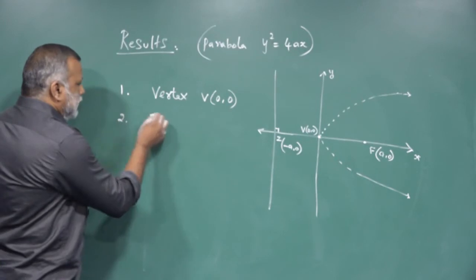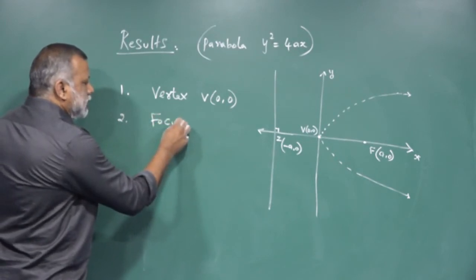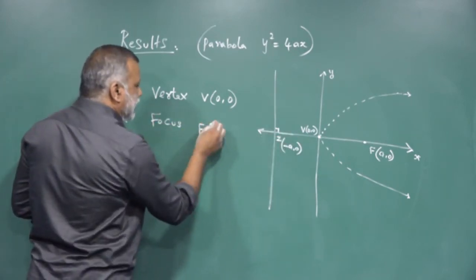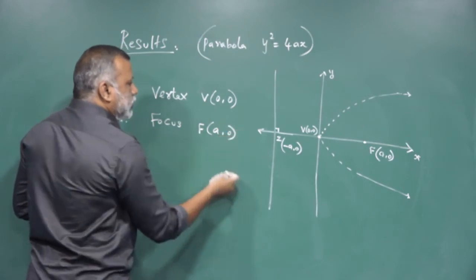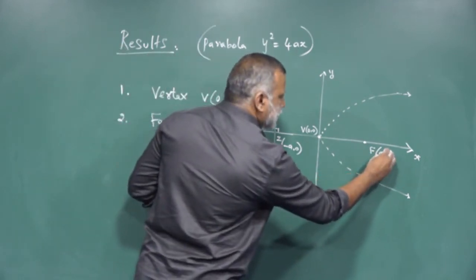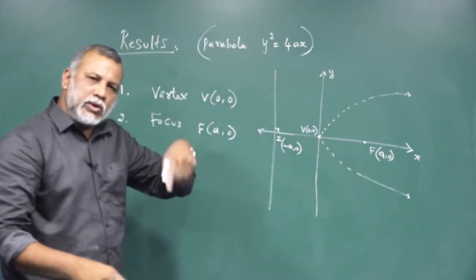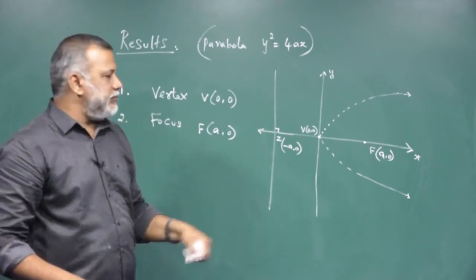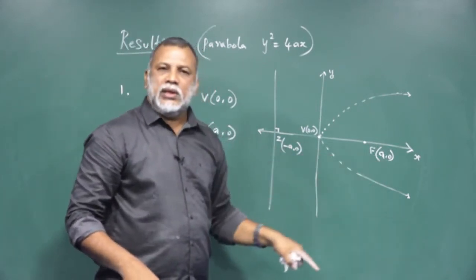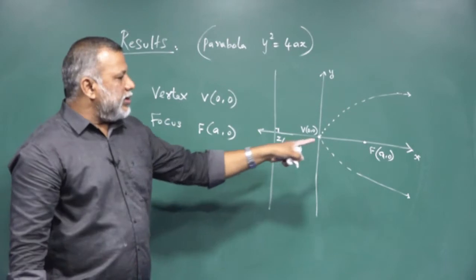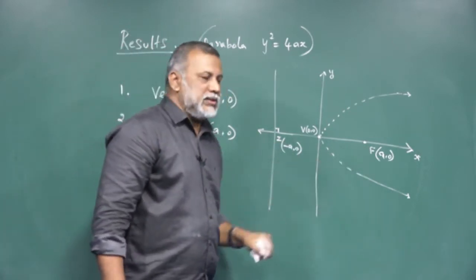Number 2 is focus. What is the standard result? Focus F a comma 0. This is a comma 0. Already we worked out in the standard derivation. This is the value for the fixed point. That fixed point is here. A comma 0 is the focus.